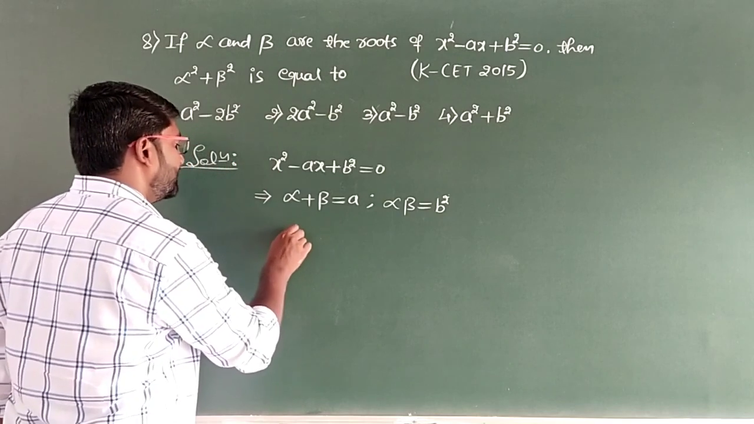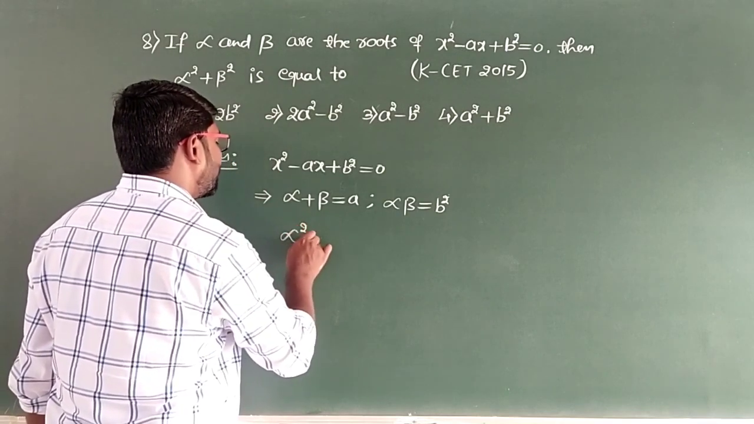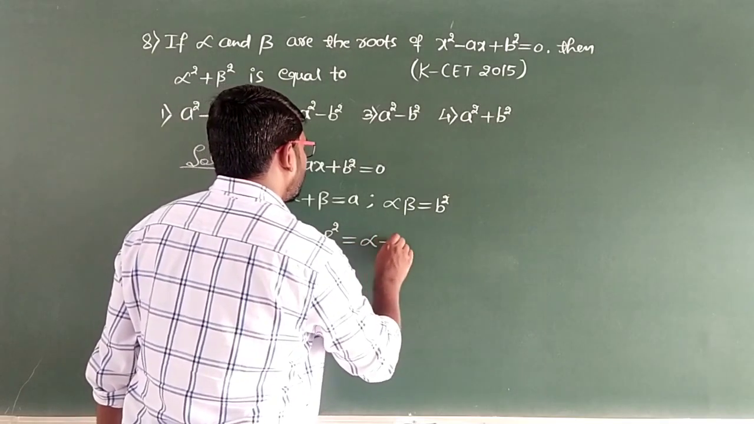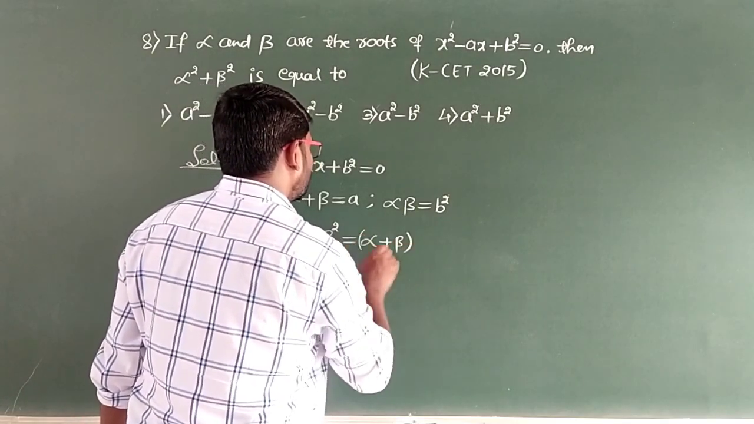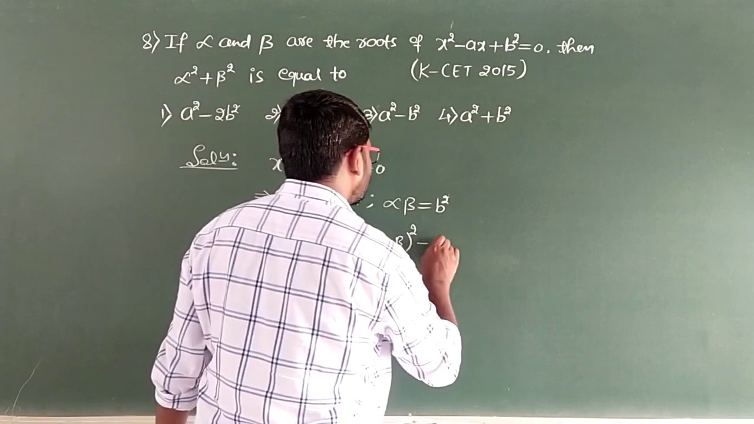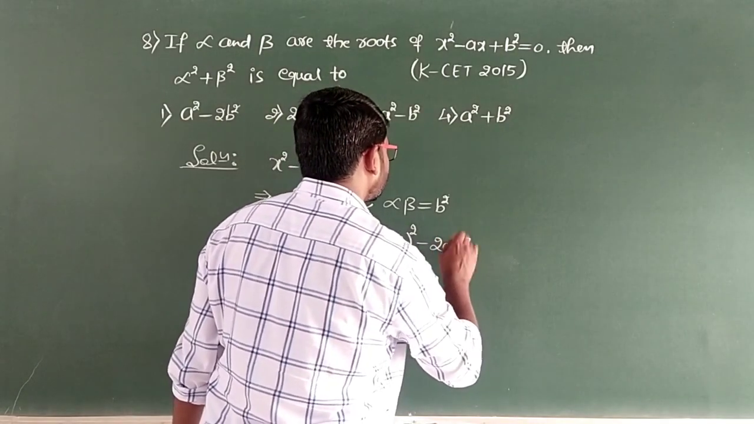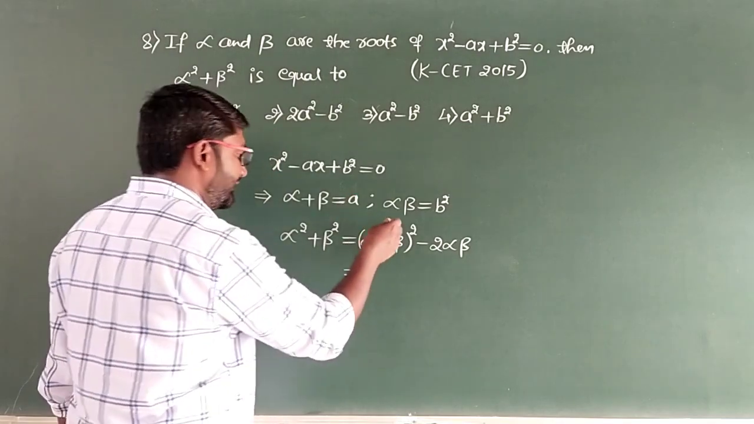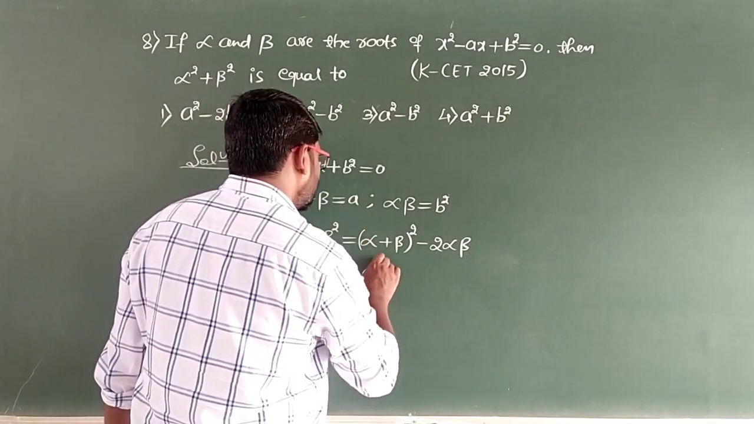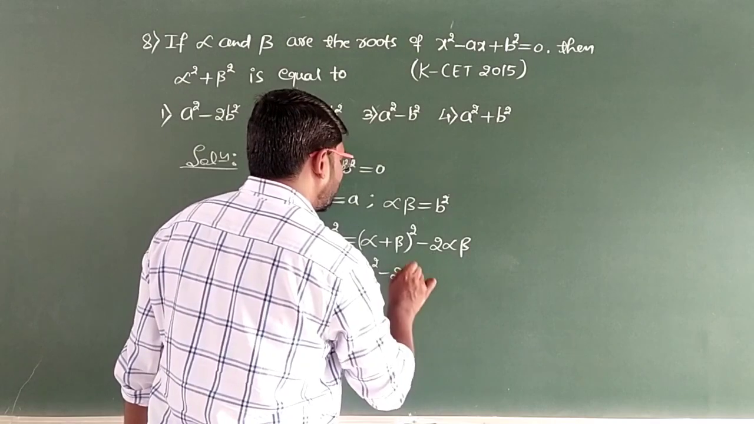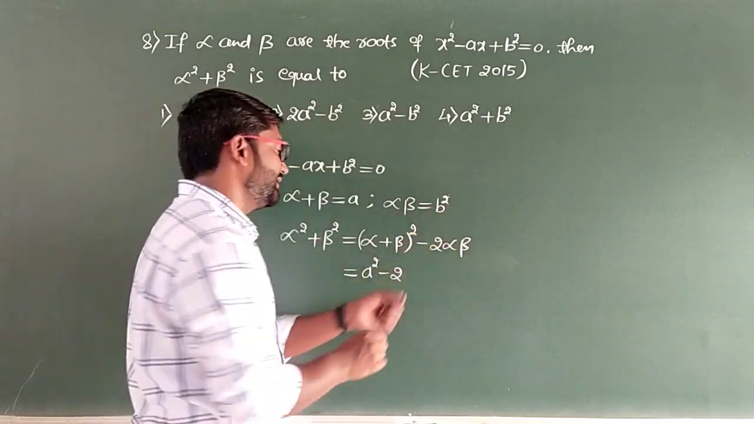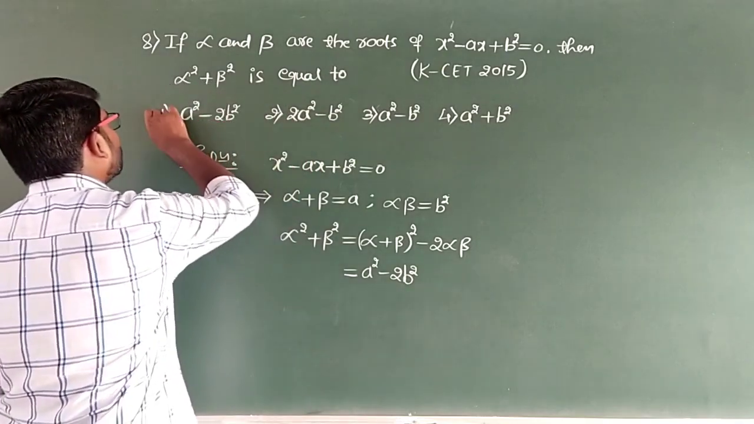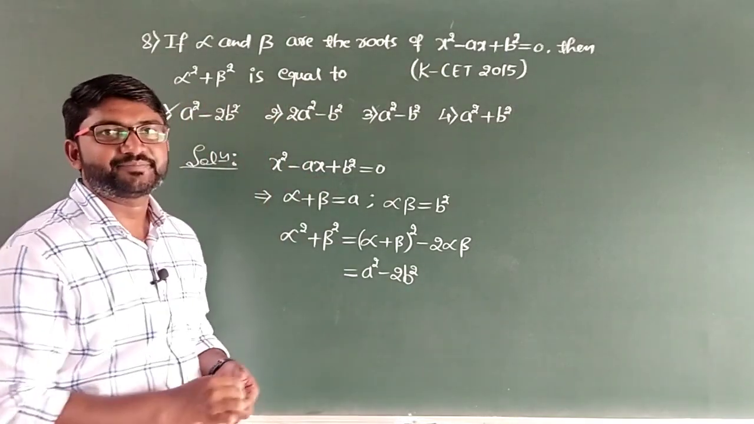Now we know the standard identity: alpha square plus beta square is equal to alpha plus beta the whole square minus 2 times alpha beta. What is alpha plus beta now? It is a, so a square minus 2, and alpha beta is nothing but b square. So a square minus 2b square. Option 1 is the correct answer.